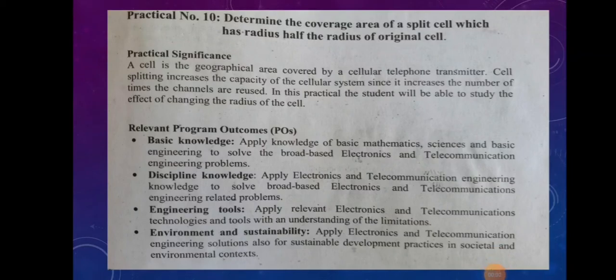Let us start with the 10th practical. The aim of the practical is to determine the coverage area of a split cell which has radius half the radius of the original cell. Now, what is basically a cell? A cell is a geographical area covered by a cellular telephone transmitter. Cell splitting increases the capacity of the cellular system since it increases the number of times the channels are reused. In this practical, we will be able to study the effect of changing the radius of the cell.